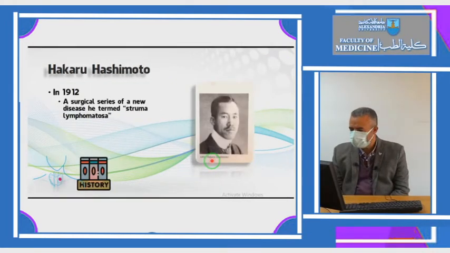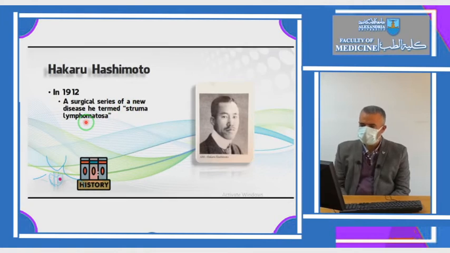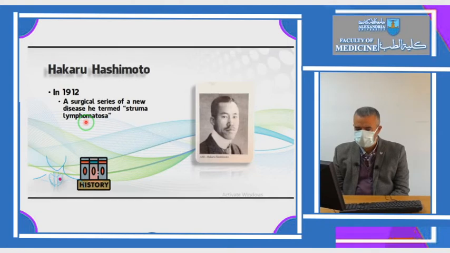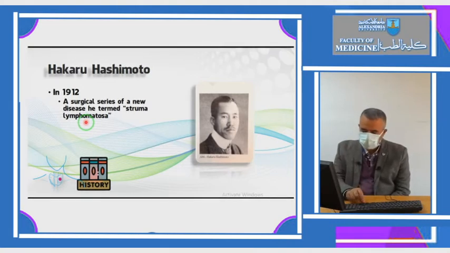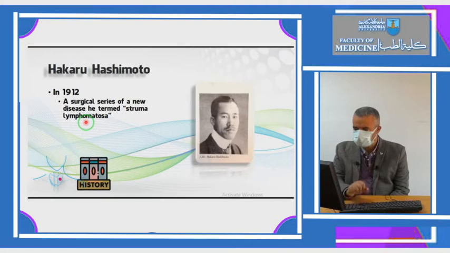Actually, it was Hakaru Hashimoto who first described this disease in 1912. He presented the first surgical series of cases of Hashimoto thyroiditis, which at the time he called struma lymphomatosa. It was actually 20 years later when this same disease was redescribed in the Western world, and then they started to refer to this disease as Hashimoto thyroiditis, giving him credit for the first description of Hashimoto disease.